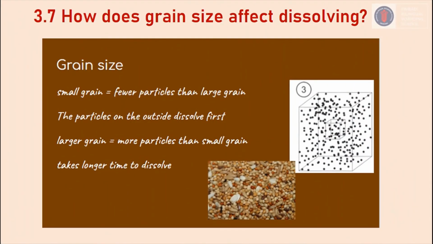And this is the last subtopic of the unit. How does the grain size affect dissolving? Is it affecting? Yes. Smaller grain means fewer particles than the large grain. During dissolving, the particles on the outside will dissolve first, then go inside. As you see in the picture, the larger grain has more particles than the small grain. So, the large grain will take a longer time to dissolve.